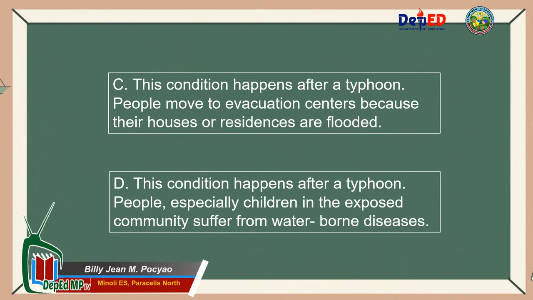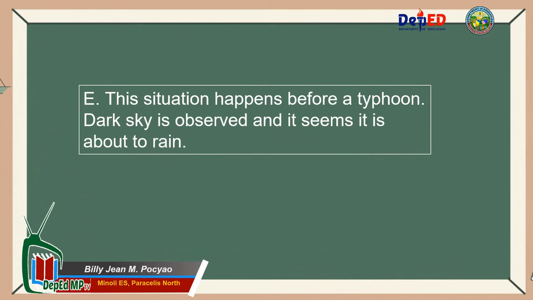Letter C. This condition happens after a typhoon. People move to evacuation centers because their houses or residences are flooded. Letter D. This condition happens after a typhoon. People, especially children in the exposed community, suffer from waterborne diseases.